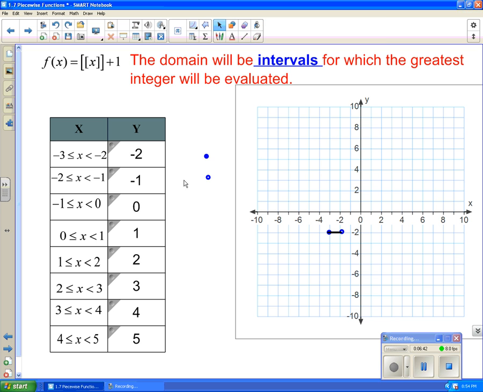Then I go to the next one. At -2, the output is -1. So -2, -1, and it will stay that way until it gets close to -1. So the last point is -1, -1, and I do have an open circle.